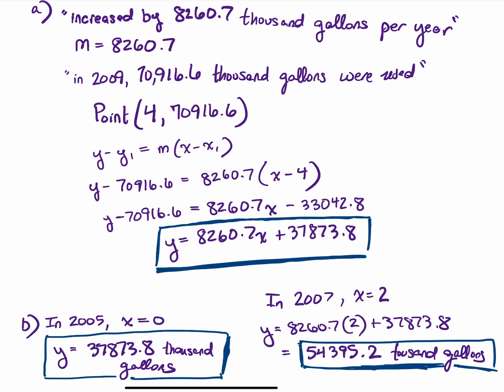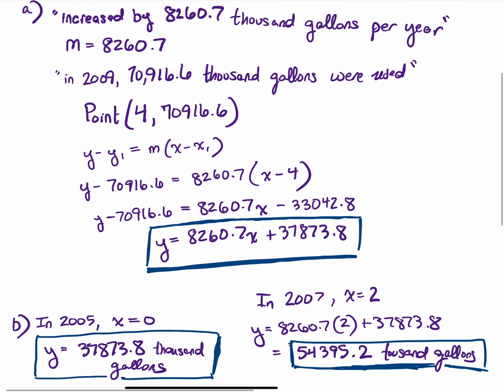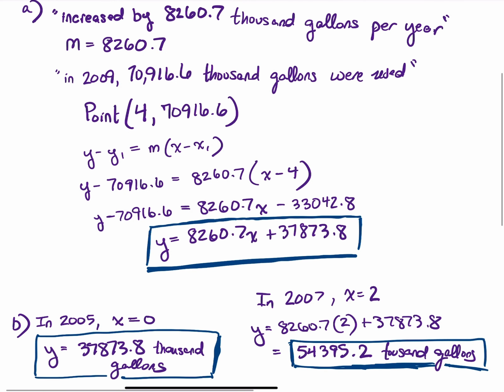So this is an example of creating an equation of a line given some data about a system or about something happening in the world. You can create an equation which then can be used to predict output values at some other points in time. So pretty good use of the equation of a line.